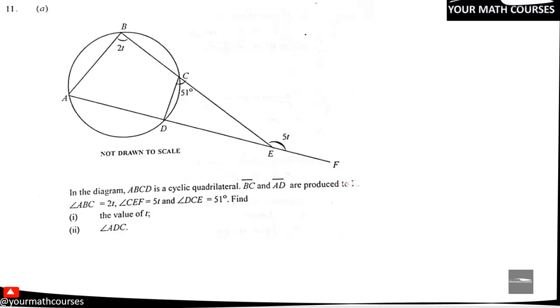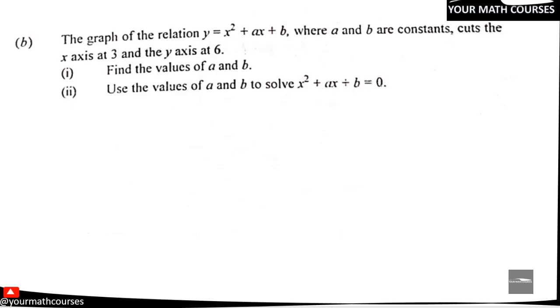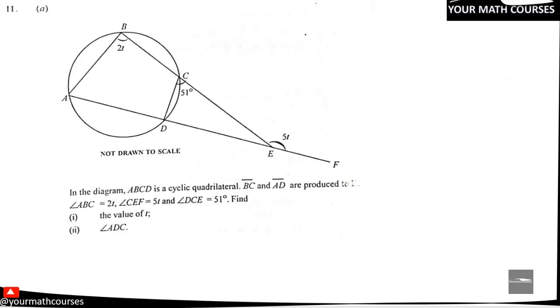Let us now solve question 11. We'll solve both the A and the B part. In the diagram, ABCD is a cyclic quadrilateral. Line segments BC and AD are produced to E. Angle ABC is 2T, angle CEF is 5T, and angle DCE equals 51 degrees. We have to find the value of T and angle ADC.